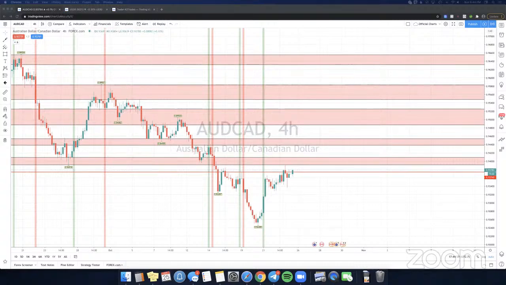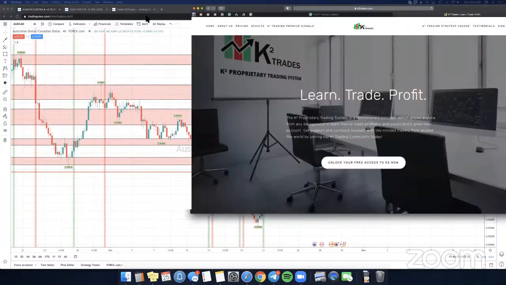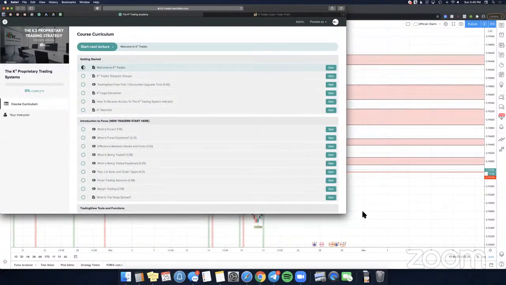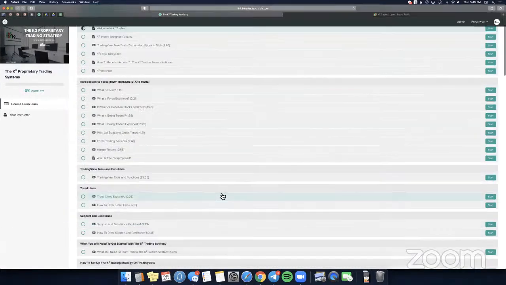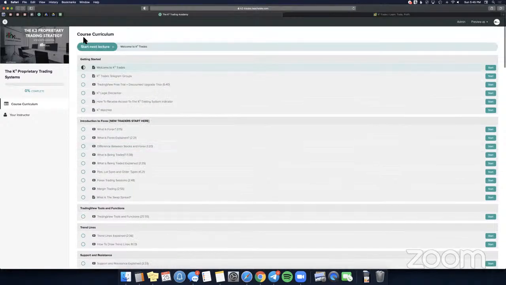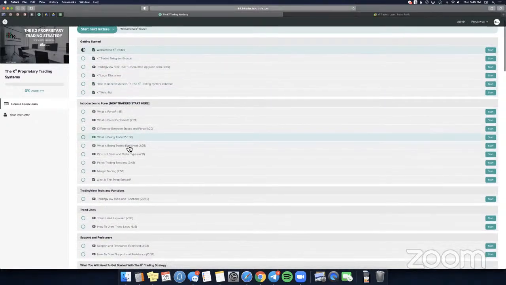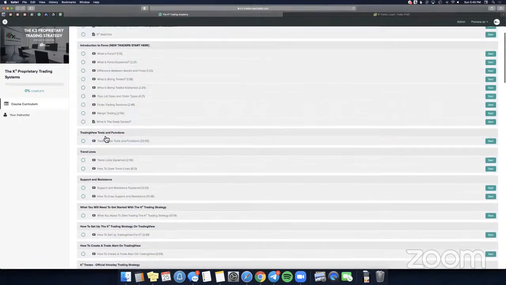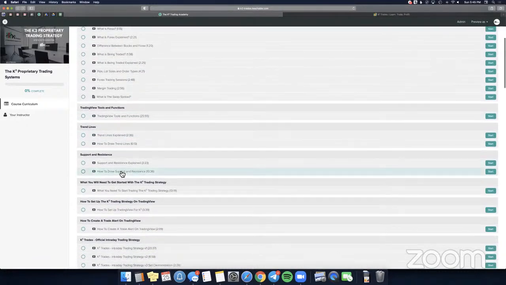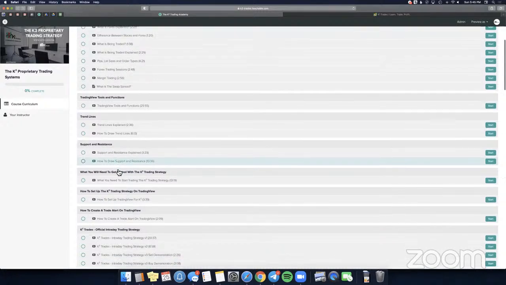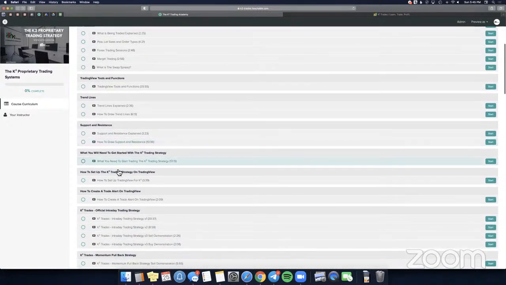The strategy that I use for that is the K2SR zone trading strategy. So it'd be this one right here. If you have access to the course, this is what the course looks like. It has all the basics right here: intro to Forex, the TradingView tools and functions, trend lines, support resistance, basically all the foundations that you need to trade the K2 strategies.